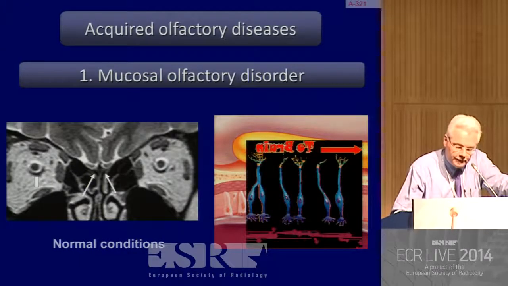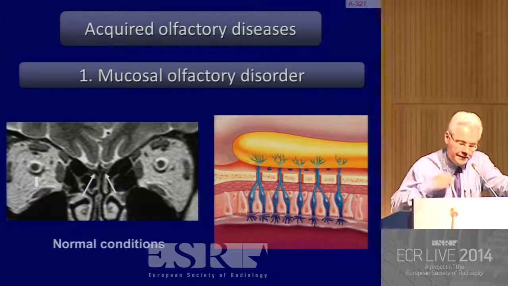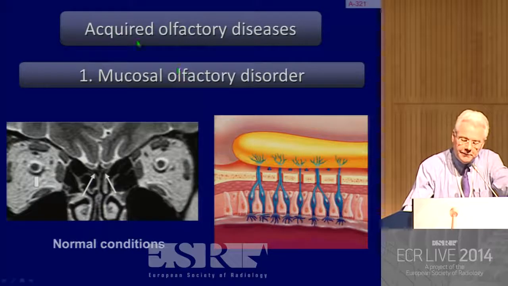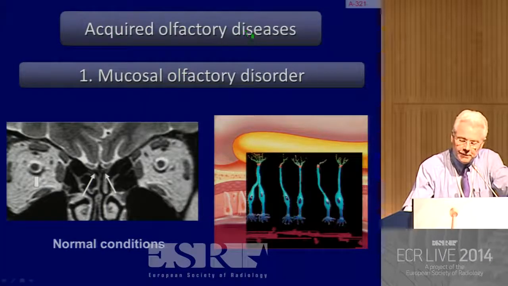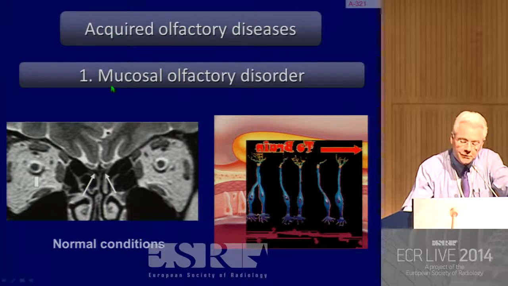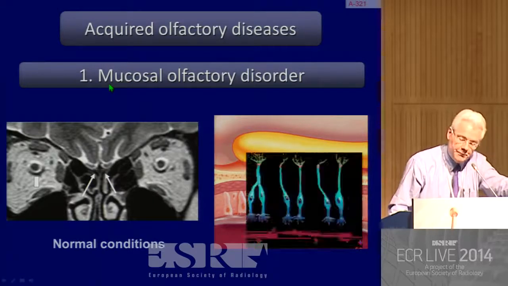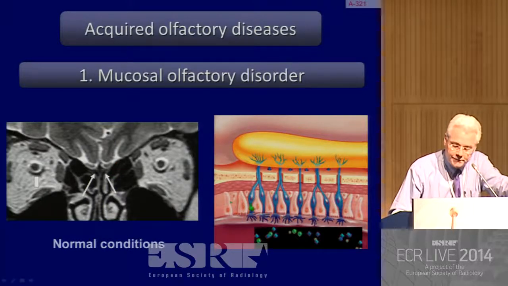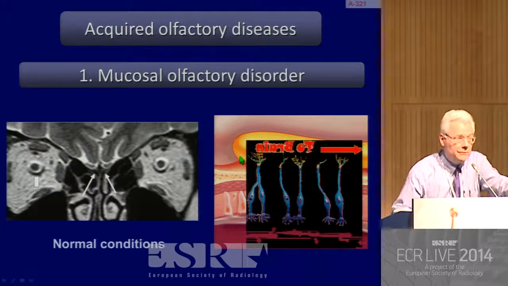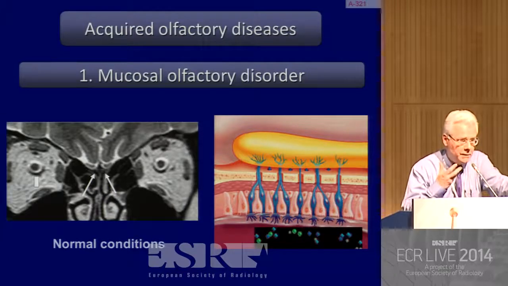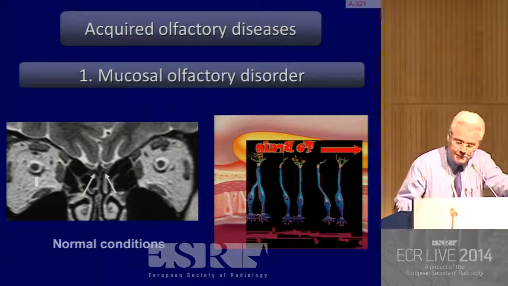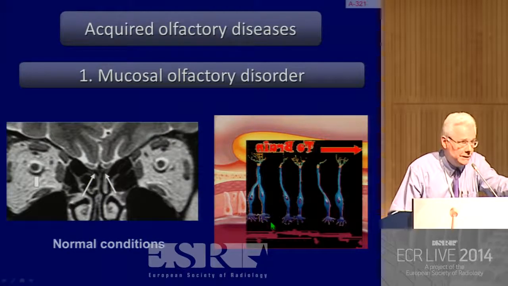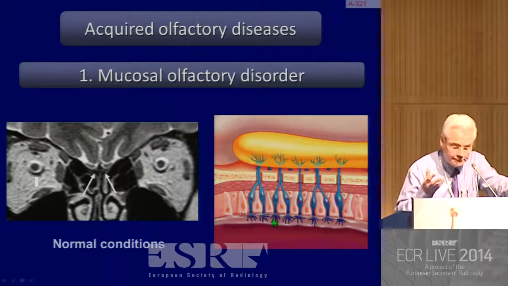We are leaving the congenital pathology. We begin the acquired olfactory disturbances by the most frequent and most common one, which is the mucosal olfactory disorder. It is obvious that the odorant molecules we are inhaling must be able to reach the olfactory neuroepithelium to give smell, of course.